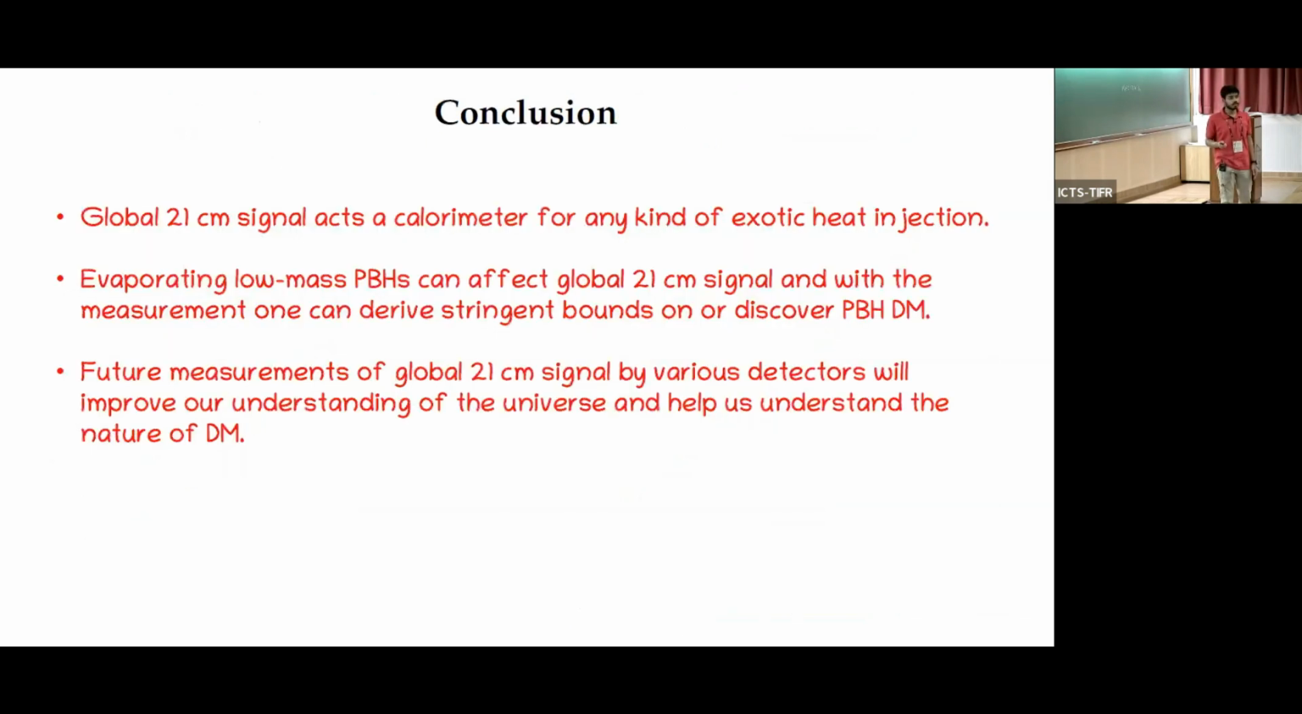So to conclude, we have seen that the global 21-cm signal can act as a calorimeter for exotic heat injection, and evaporating low mass primordial black holes can affect the gas temperature and affect the global signal. And in future, we hope that we'll have many more results from these global signal experiments. And by that, our understanding of the universe will improve, and also we'll know much more about the nature of dark matter. So thank you.